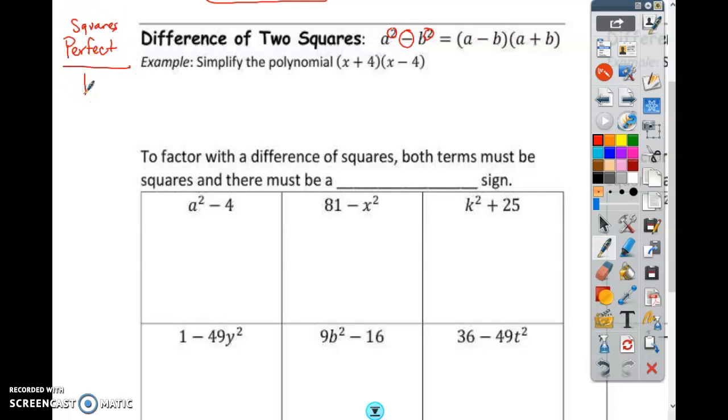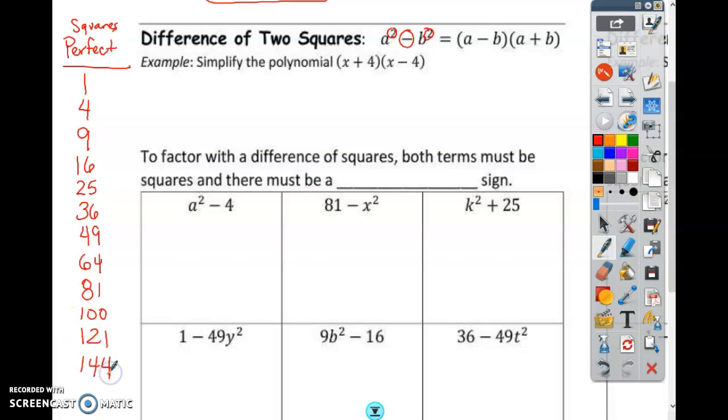One is a perfect square. 4 is a perfect square because it's 2 times 2. 3 times 3 is 9. 4 times 4 is 16. 5 times 5 is 25. 6 times 6 is 36. 7 times 7 is 49. 8 times 8 is 64. 9 times 9 is 81. 10 times 10 is 100. 11 times 11 is 121. 12 times 12 is 144.